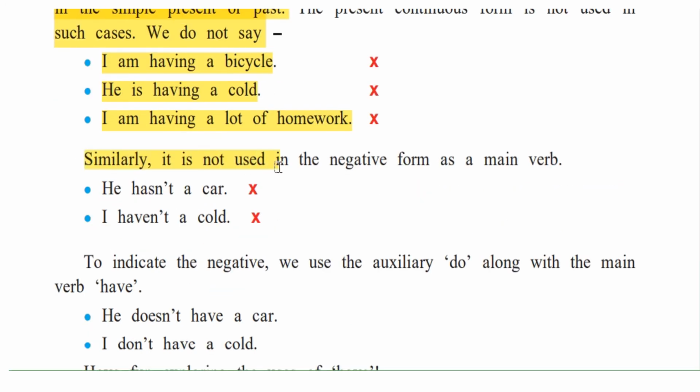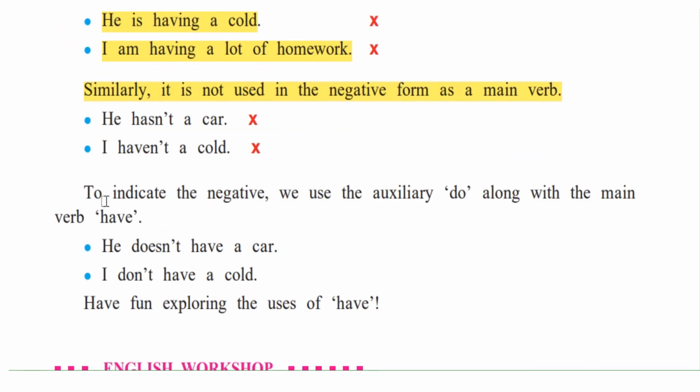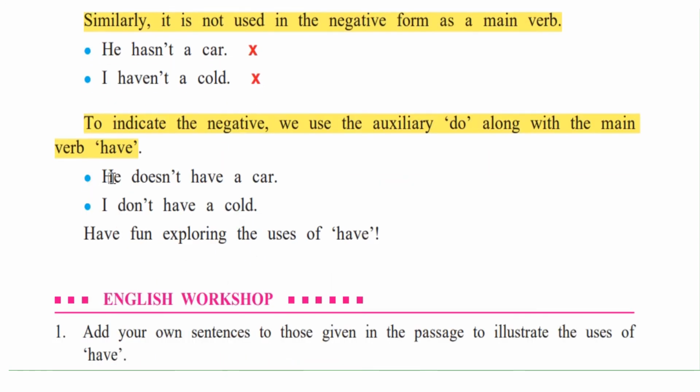Similarly, it is not used in the negative form as a main verb. So, we never say he hasn't a car. I haven't a cold. No. Instead, to indicate the negative, we use the auxiliary do along with the main verb have. For example, he doesn't have a car. I don't have a cold.